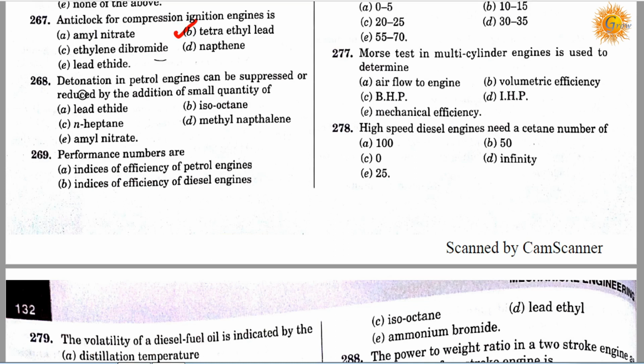268. Detonation in petrol engines can be suppressed or reduced by the addition of a small quantity of option A, lead ethide, option B, isooctane, option C, n-heptane, option D, methyl naphthalene, option E, amyl nitrate. So the correct answer will be A. Adding the lead ethide will help to reduce the detonation.